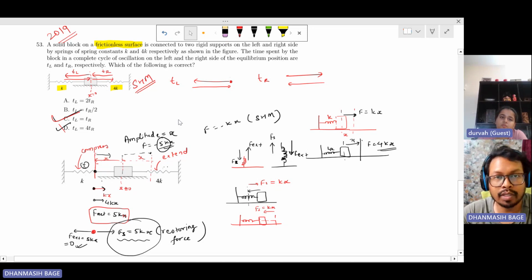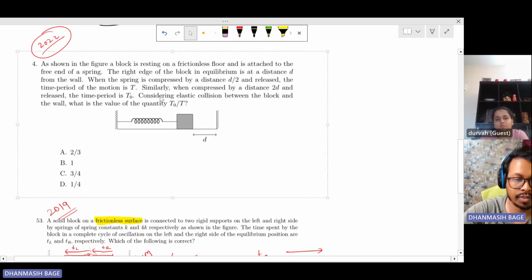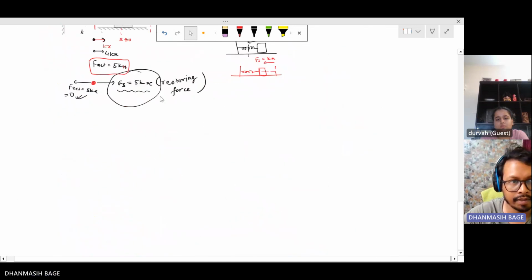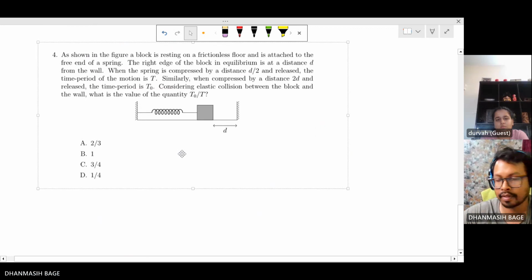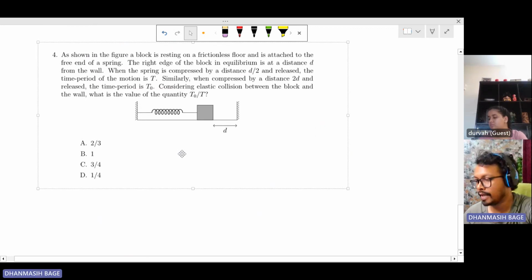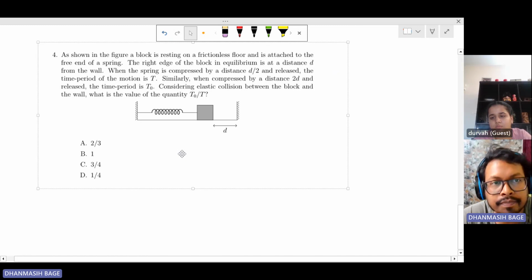Okay, this one was a bit easier to solve, but this one, let us just do this question as well. At least you have an idea. This will give you a better idea, better scope of the question. Lots of different things have been mentioned here. SHM and spring force has been mentioned over here.